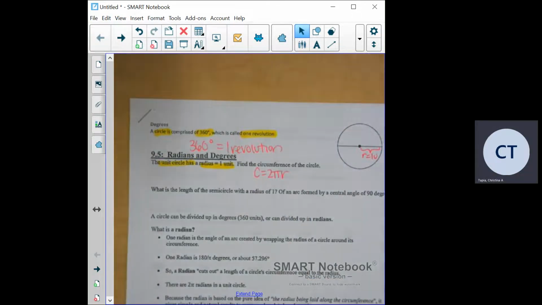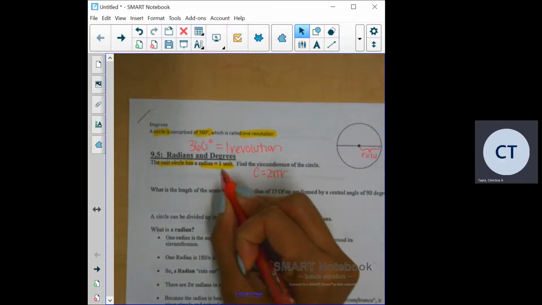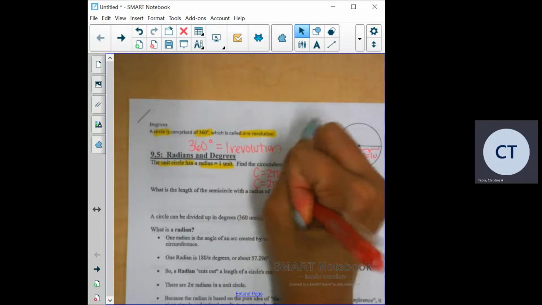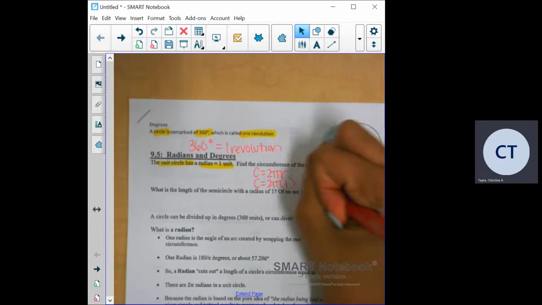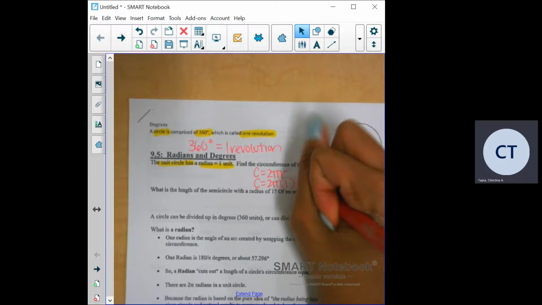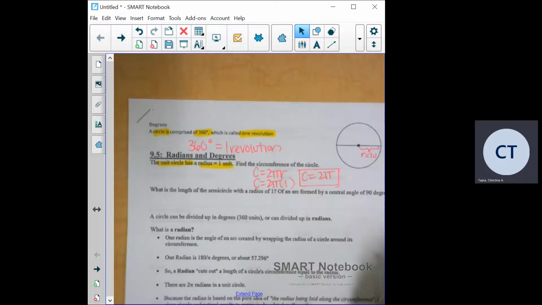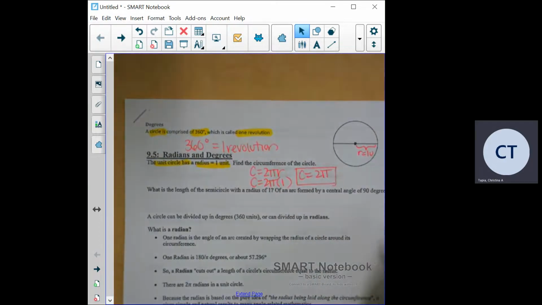What's pi r squared? Not diameter. Pi r squared. What is it? Area. That's your area. So pi r squared would be your area. So for the circumference with a radius of 1, we could plug in that 1 and simplify. The circumference of an entire circle would just be 2 pi when your radius is 1 for your unit circle.